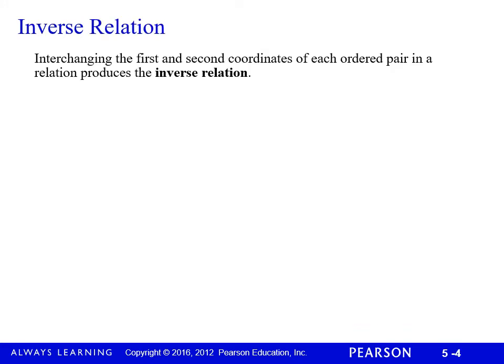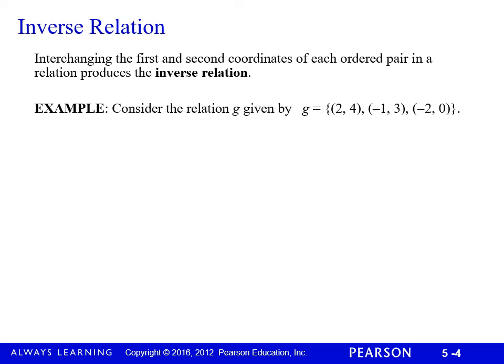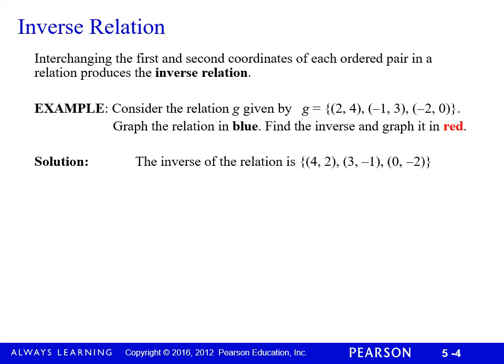Interchanging the first and second coordinates of each ordered pair in a relationship produces the inverse relation. Consider the relation g given by g equals (2, 4), (-1, 3), (-2, 0). Graph the relation in blue and find the inverse and graph it in red. Well, the inverse of the relationship is just swapping out the x and the y, switching the roles. So instead of (2, 4), we get (4, 2), (3, -1), (0, -2).